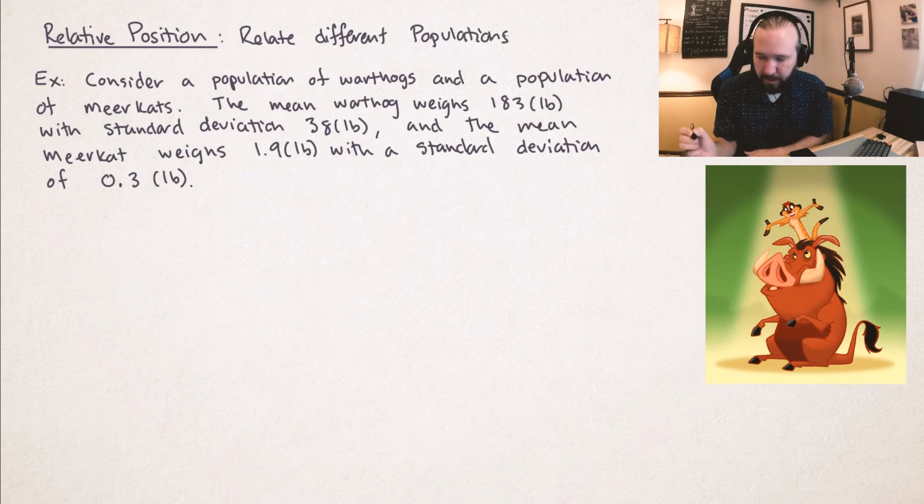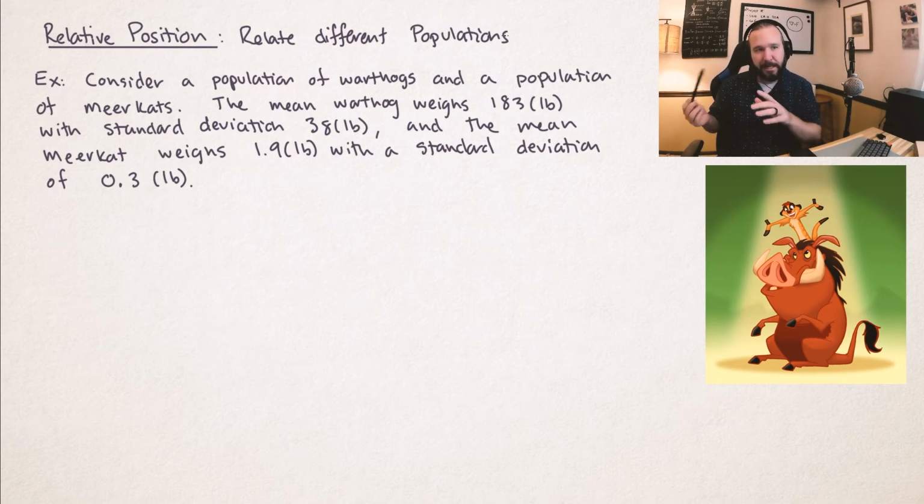Okay, the next topic is relative position, and this is just kind of a cool thing about z-score. It lets you make comparisons between populations that are completely different.